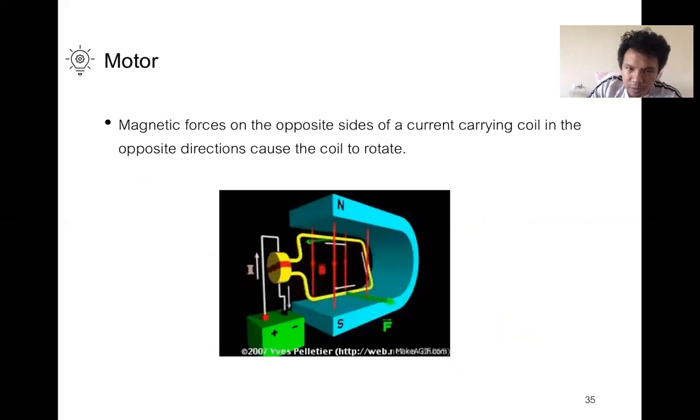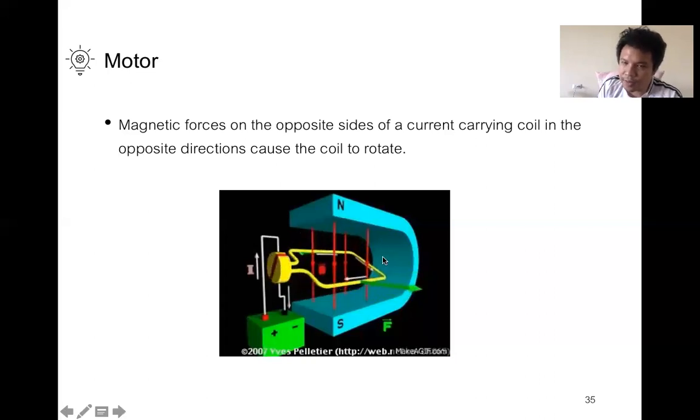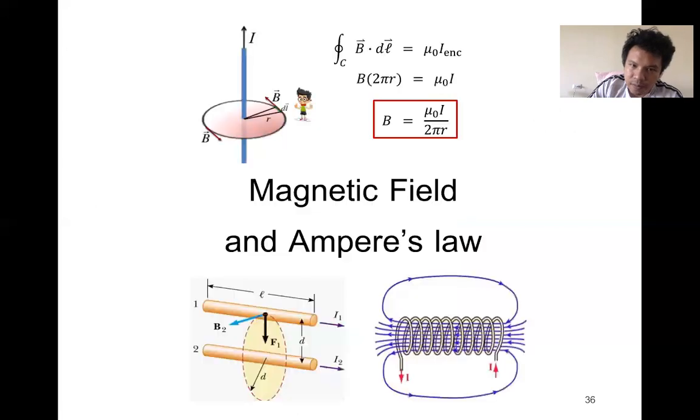Okay, so again, if we continue giving the current to the conducting coil, there will be forces, the green arrows. The force on the opposite side of the coil will be in the opposite direction, and that will create the torque on the coil. Okay, so that was the end of the first part.